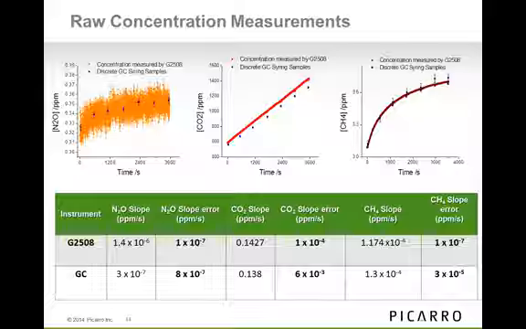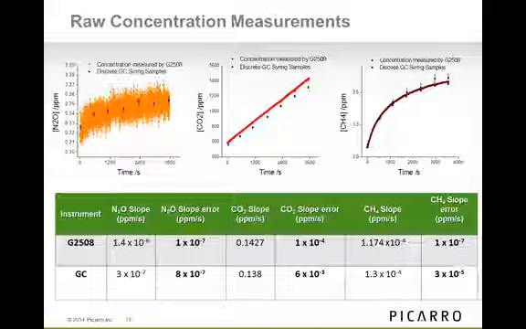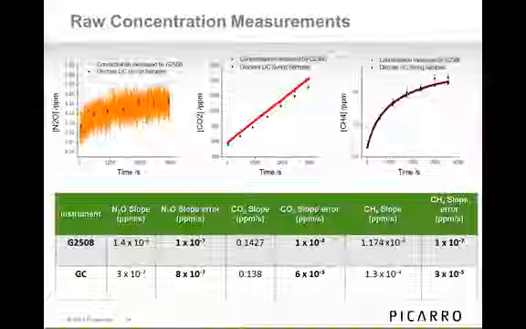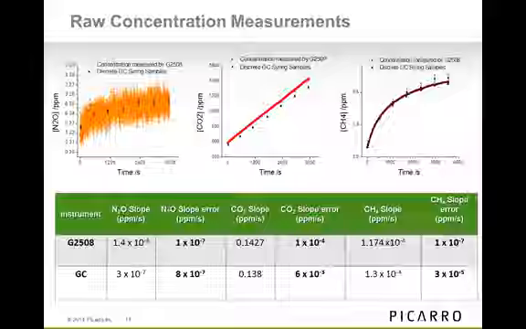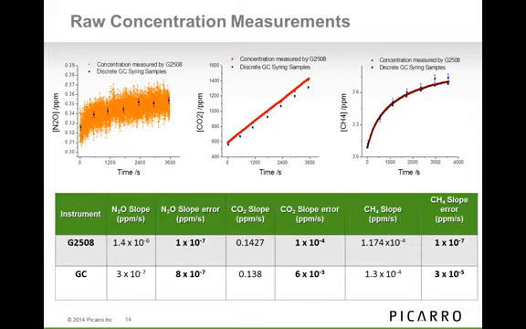But once you actually boil down and fit these curves, from a least squares fit we get the slope, and then we also get the error. We can see that for methane and CO2, the error is at least an order of magnitude smaller for the G2508. And it actually is significantly smaller for the G2508 in the nitrogen, despite the smaller shot-to-shot noise for the GC. So what this boils down to is that we have more points to fit through, making our fit actually stronger.